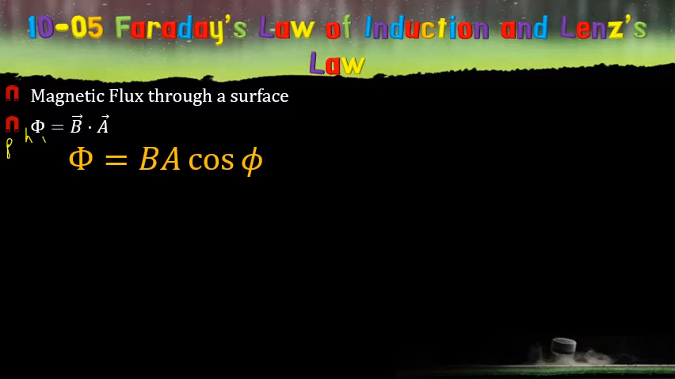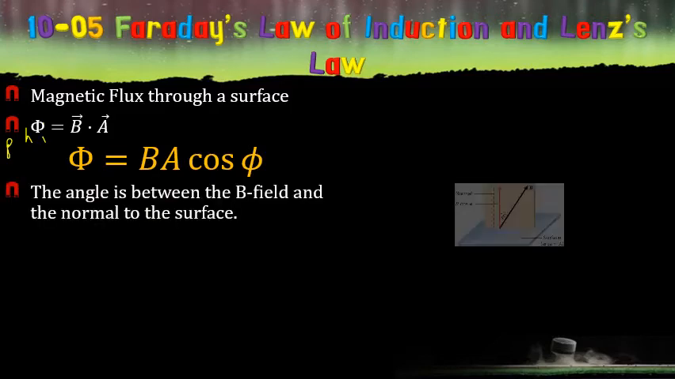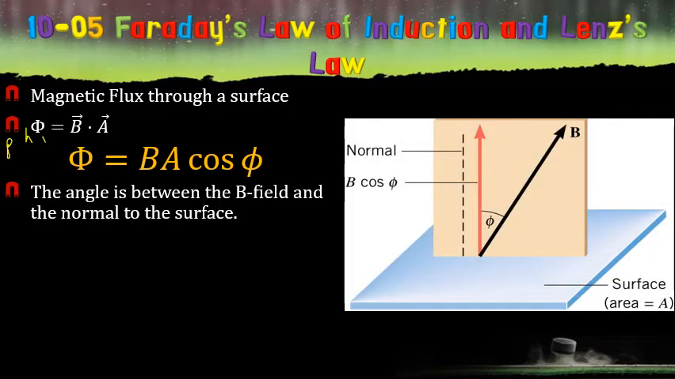If we get rid of the calculus, it's just the magnitude of the magnetic field times the area times cosine of phi. And again, phi is the angle between the magnetic field and the normal to the surface. Notice the normal to the surface is perpendicular right there. Normal means perpendicular, only it's more than that because you can make it to a curved surface too, where it'd be perpendicular to the tangent line to the surface. Anyway, our angle phi is right there, the angle between the magnetic field and the normal.